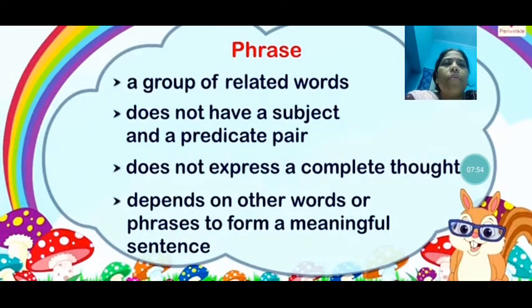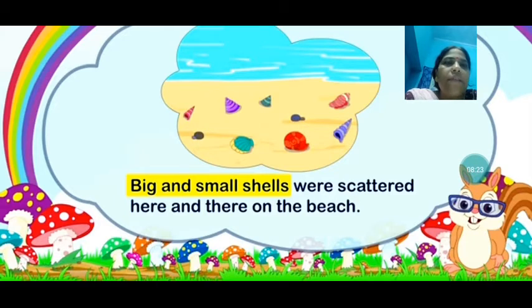So, a group of related words does not have a subject and a predicate pair, does not express a complete thought, as you have seen, and depends on other words or phrases to form a meaningful sentence. So they depend on other words also. If there are other words, then only the phrase will be complete and the whole sentence will be made. Now see, as we have seen big and small shells, now we will complete the whole sentence. Big and small shells were scattered here and there on the beach. Now you see, the sentence is complete.